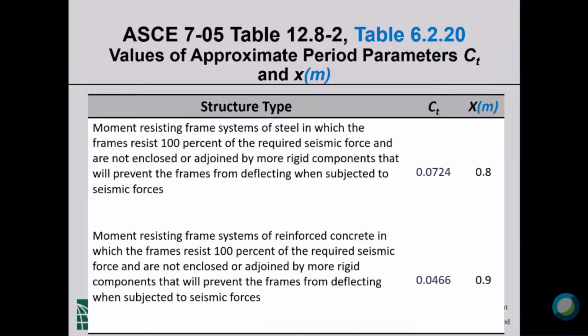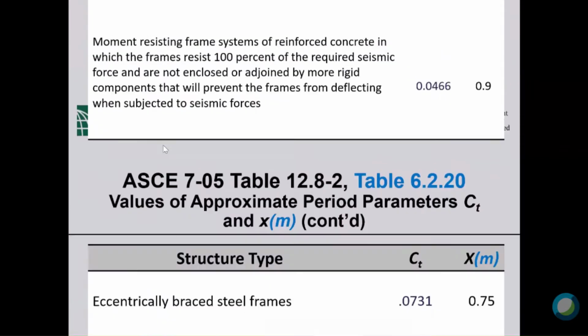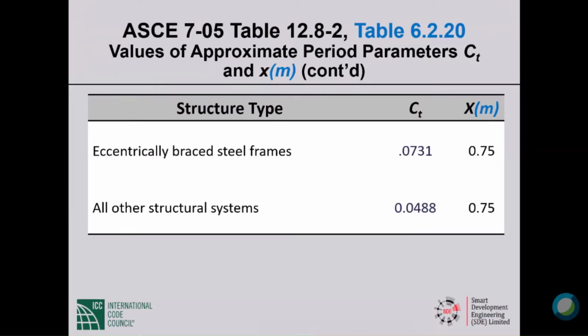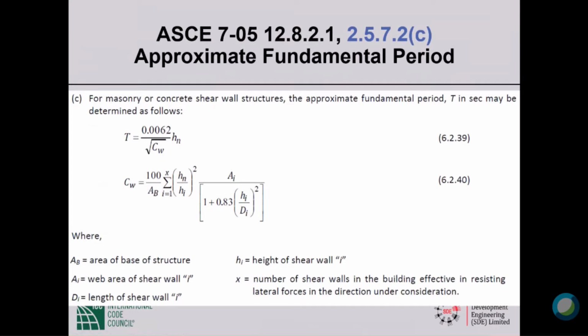The things that I have written here are quite important, and I would very strongly urge you to read them. But for the sake of time, I'm not going to dwell on those. Okay. Eccentrically braced steel frames, 0.0731 height raised to the power 0.75, and this is extremely important. Everything other than the three systems, 0.0488 height raised to the power 0.75. Okay, we use this time in and time out. Concrete buildings with shear walls, that is what we use. There is a more complicated formula for concrete and masonry shear walls that you are allowed to use. You never have to use it.